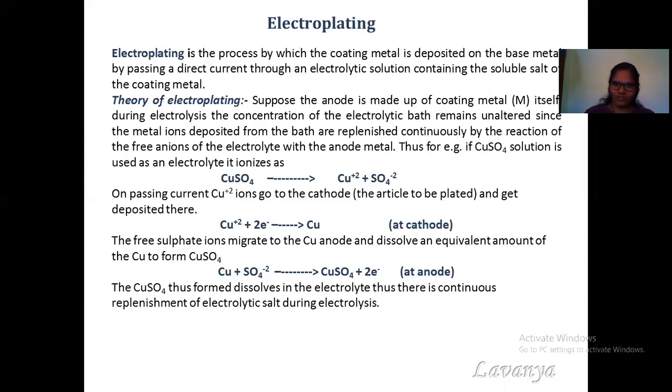So here I took copper sulfate solution, and whenever power supply is given to the cell, the copper ions present in the electrolytic solution will move towards the cathode, accept the electrons, and convert into solid copper, which is deposited on the cathode, whatever our base metal is. And at the anode, if we take copper as our anode, the copper will react with the sulfate anions in the electrolytic solution and produce copper sulfate.